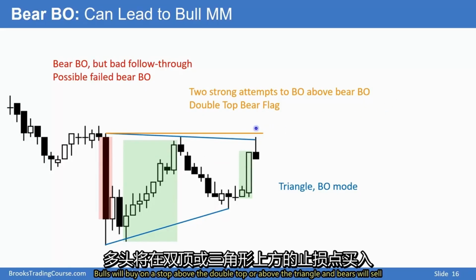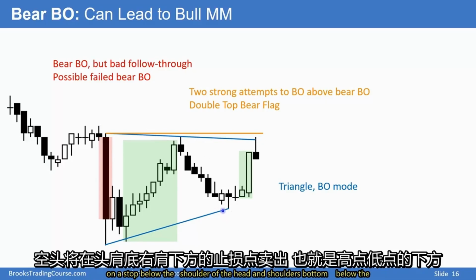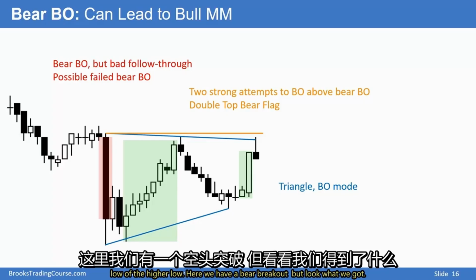Bulls will buy on a stop above the double top or above the triangle, and bears will sell on a stop below the right shoulder of the head and shoulders bottom, right below the low of the higher low.